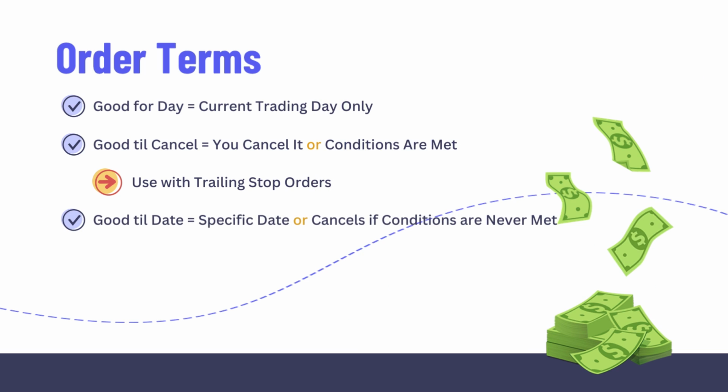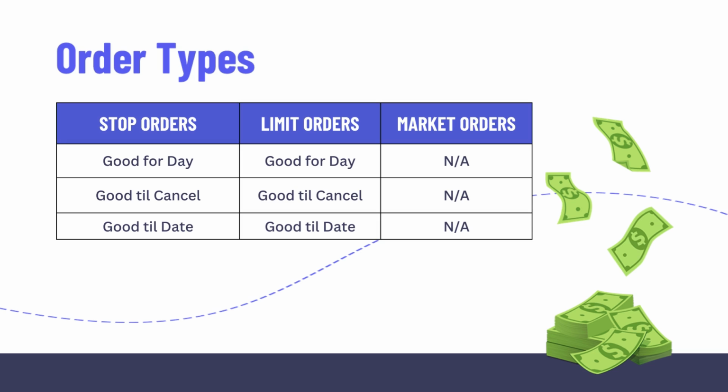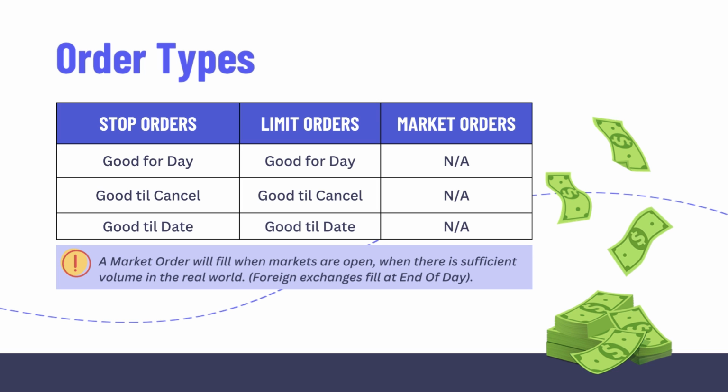Good till date means that you choose when this order will expire. So if this date comes and goes and your order hasn't filled, then your order will cancel. You can use any of the different order terms with any of the different order types, except for market orders. Market orders will always expire at the end of the day.